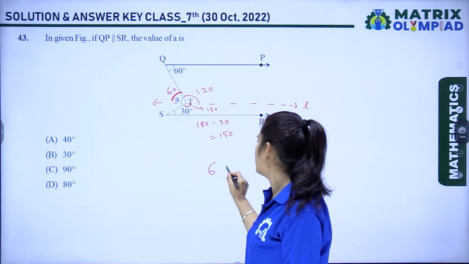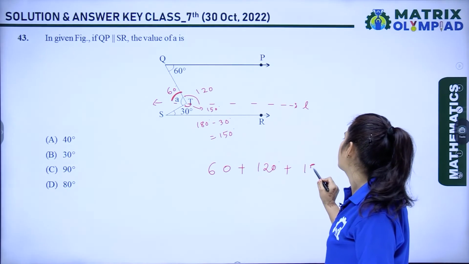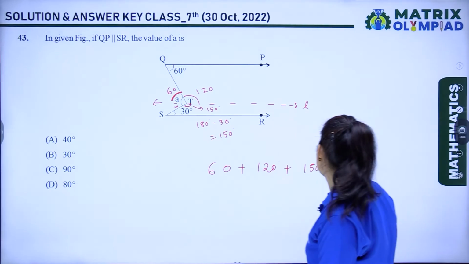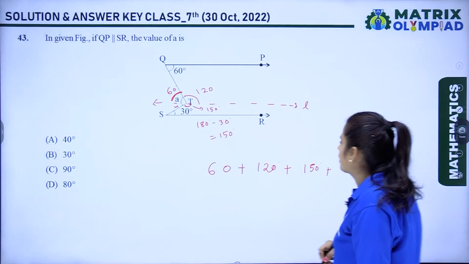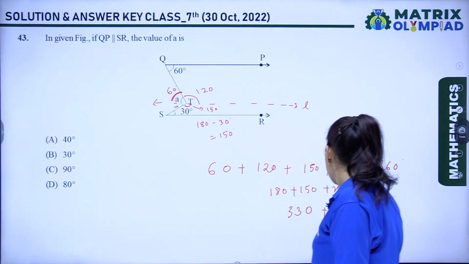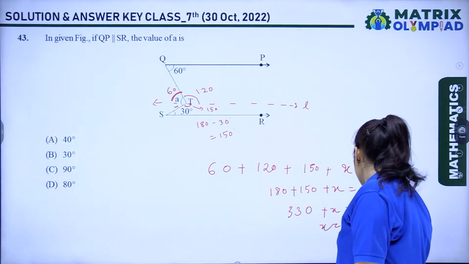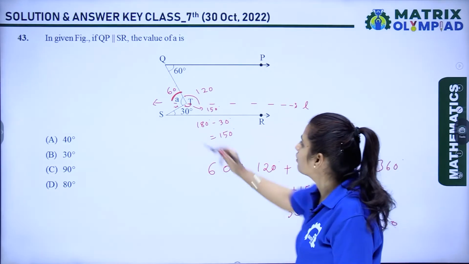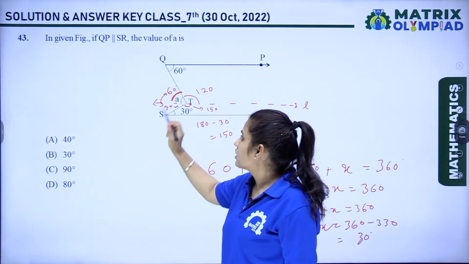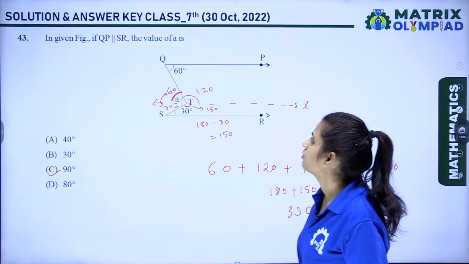Now let's add all the angles. 60 plus 120 plus 150 degrees plus x, let it be x, equal to 360 degrees. After calculation we get 330 plus x equal to 360, x is equal to 360 minus 330, that is equal to 30 degrees. So the value of x will be 30. Now adding these two terms, 60 and 30, we get 90 degrees. So option C is the correct answer.